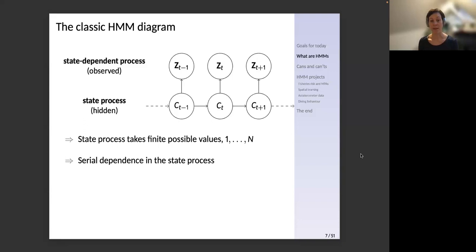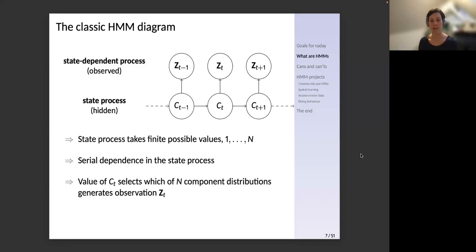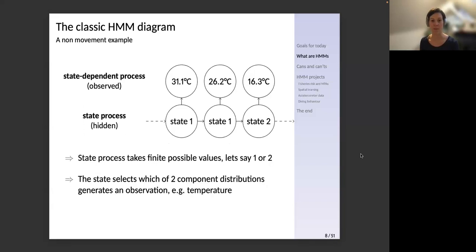And we have serial dependence in the state process. So that's why there are arrows connecting the C's. But notice there are no arrows connecting the Z's. And that's because the value of C selects which of the n component distributions generates an observation Z. The observations Z are independent, conditional on the underlying state. So we don't have dependence between subsequent observations, but they are independent only conditional on the underlying state, which does have a dependent structure. So let's think of a quick example.